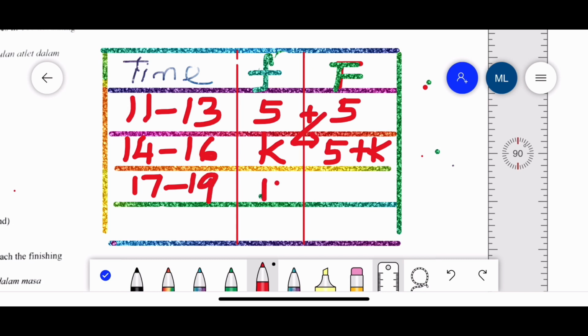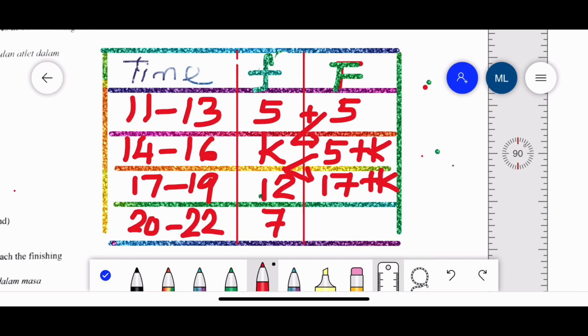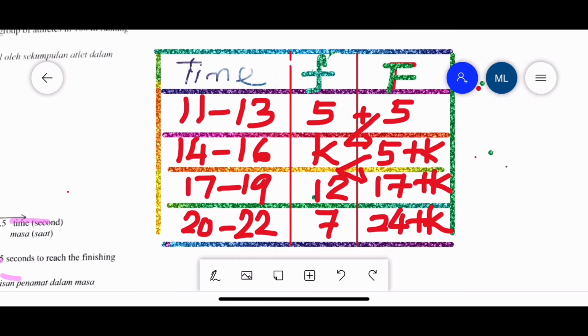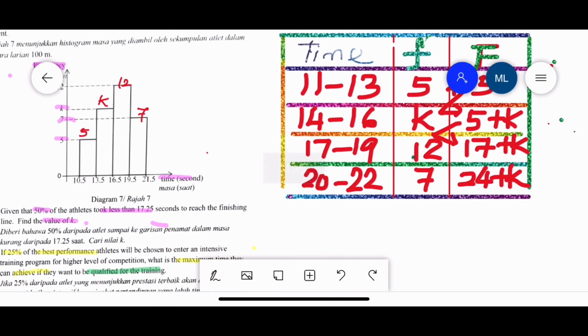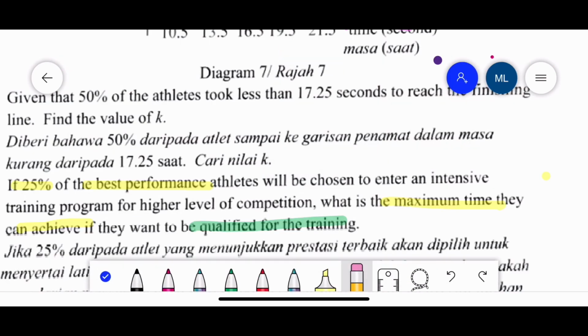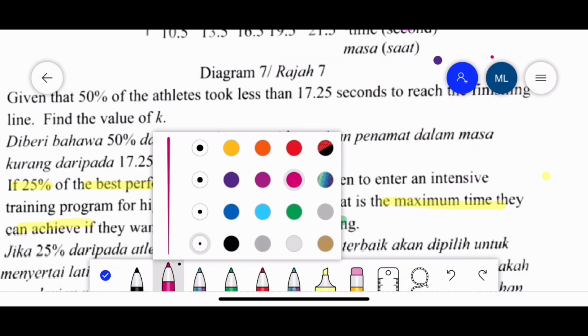Alright, for 17 to 19, you have frequency 12, you can read from the table. So now your cumulative frequency will add on with 5 plus K plus 12. Do you understand? Let's say the K is a number, so of course you will plus, isn't it? All right, so now you keep on adding. For 20 to 22, you're having 7, so you will plus 7 to 17, so 24 plus K. It is a plus, okay, not multiply.